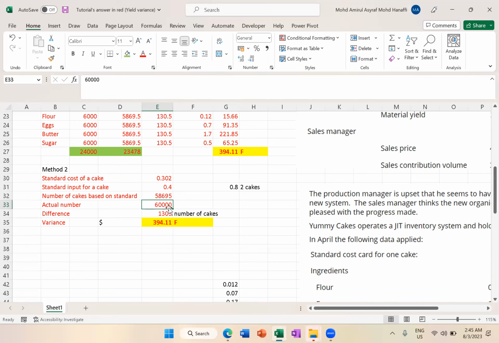So actually, if you use this much input, 23,000 and so on, you divide, and you should produce this many cakes. But what you actually used is 23478, yet you produced 60,000. How do I know? The question tells us. So can you see you produced more than what you expected? More by how many? 1305, then 1305 multiplied by 0.302, the standard cost of a cake. So you get $394.11, or $364.11. Favorable because you produced more than you expected.